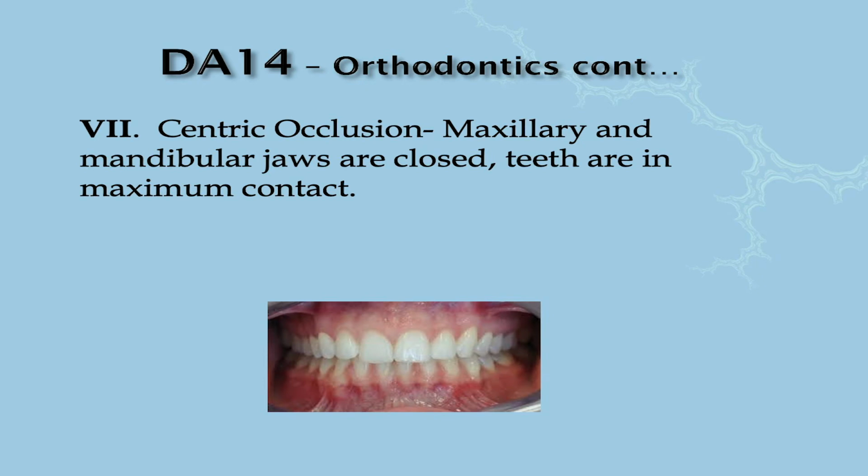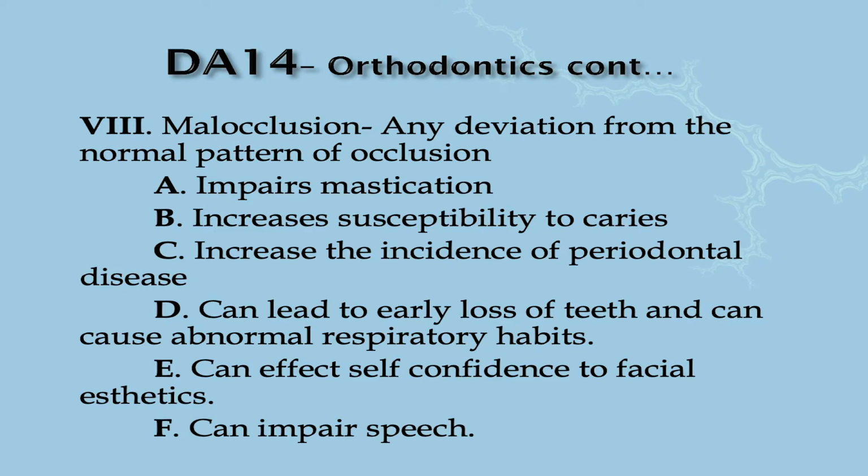That's important to remember. And then with malocclusion, malocclusion is any deviation from the normal pattern of occlusion. And the problems with malocclusion are it impairs mastication, so chewing is not as easy as for somebody with ideal occlusion. It also increases our susceptibility to caries, so we have a higher risk for developing cavities. And then it increases the incidence of periodontal disease. Teeth that are crowded together are very difficult to keep clean, and so the incidence of disease goes way up.